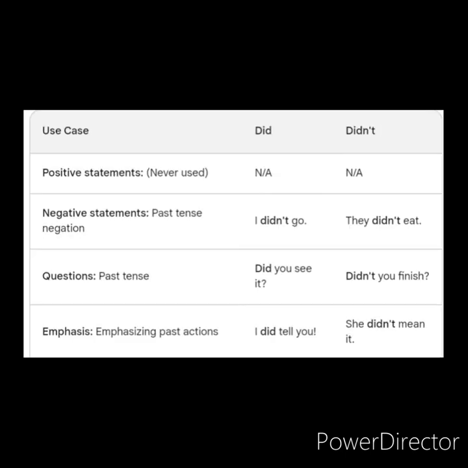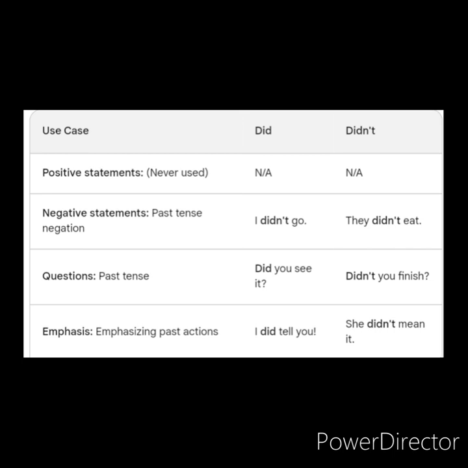Use of did and didn't shown here in this table. Positive statements, they are never used with did or didn't. Negative statements, we use them as such. I didn't go, they didn't eat. Questions in past tense. Did you see it? Didn't you finish? Emphasizing past actions. I did tell you, she didn't mean it.